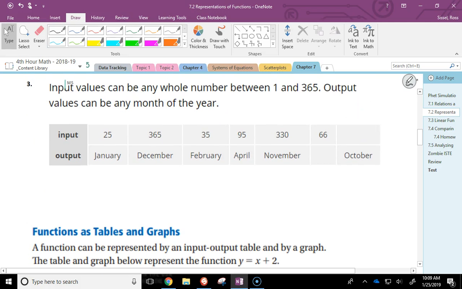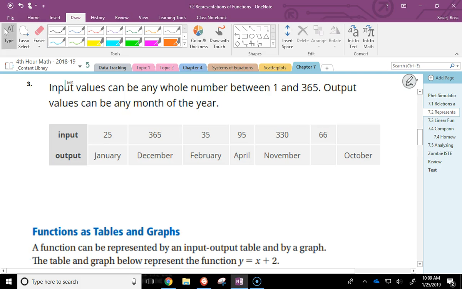Last one. Input values can be any whole number between 1 and 365. Output values can be any month of the year. Don't shout it out. You can figure out this rule. This one's a little tricky. 25 is January. 365 December. 35 February. 95 April. 330 is November.